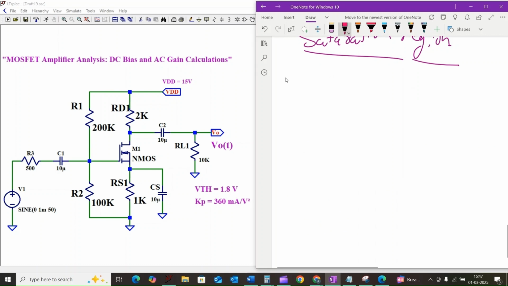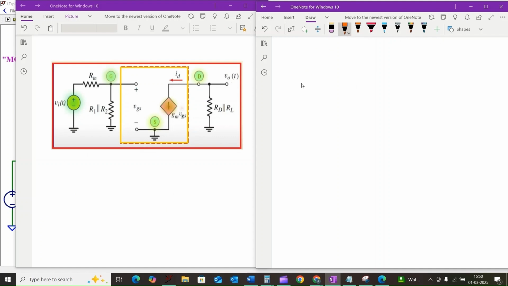region. Now we will go for the AC analysis to calculate the gain of the amplifier. For AC analysis, the capacitors C2, C1 and CS act as a short circuit, and we need to analyze the small signal model of the N-channel transistor. Now let us switch gear to the AC analysis. We'll use the small signal model for our MOSFET. So we need to visualize the AC equivalent circuit.